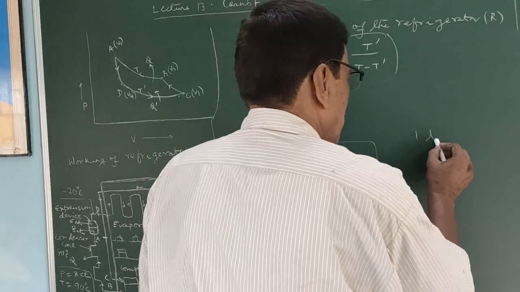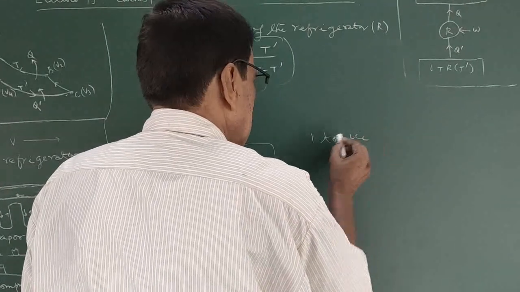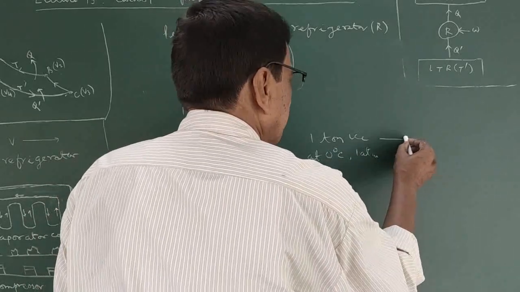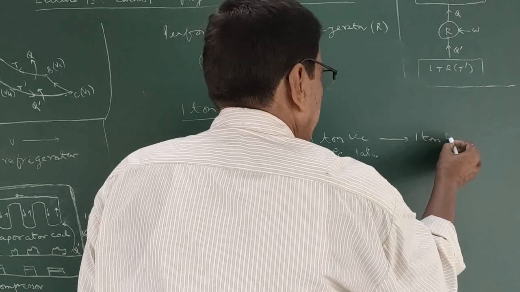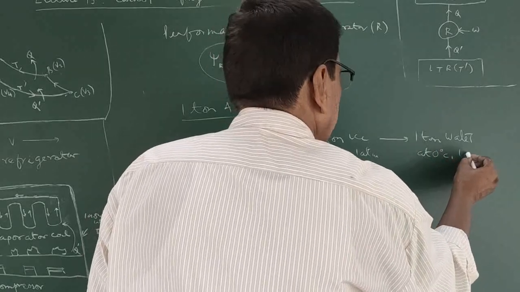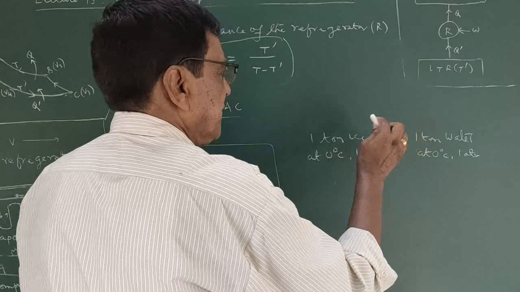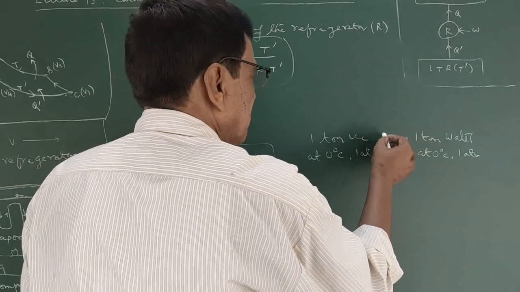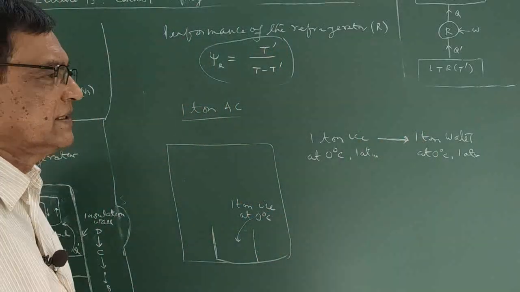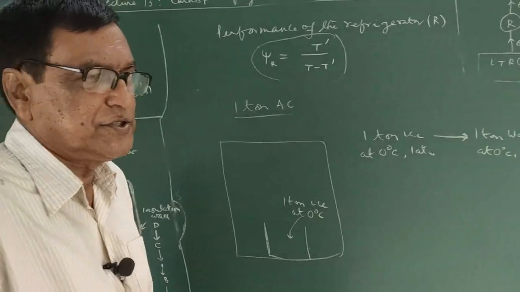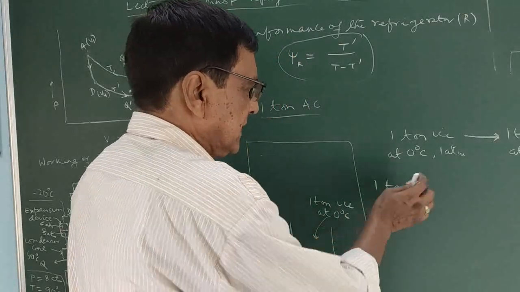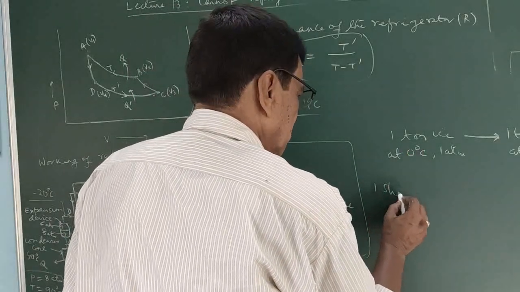So this process is 1 ton ice at 0 degree centigrade and 1 atmospheric pressure becoming 1 ton water at the same 0 degree centigrade and 1 atmospheric pressure. The amount of heat required for this conversion in a day is called the 1 ton capacity. So here one short ton is used.